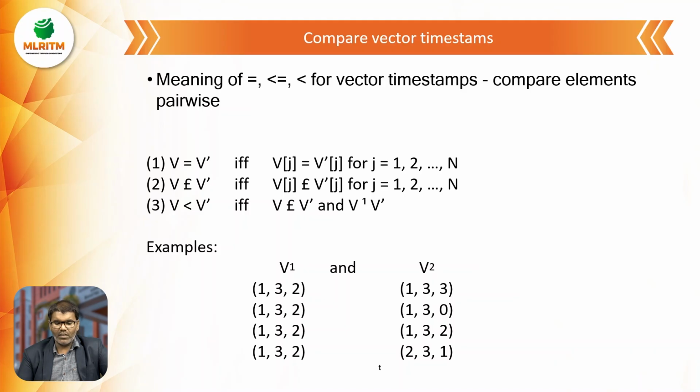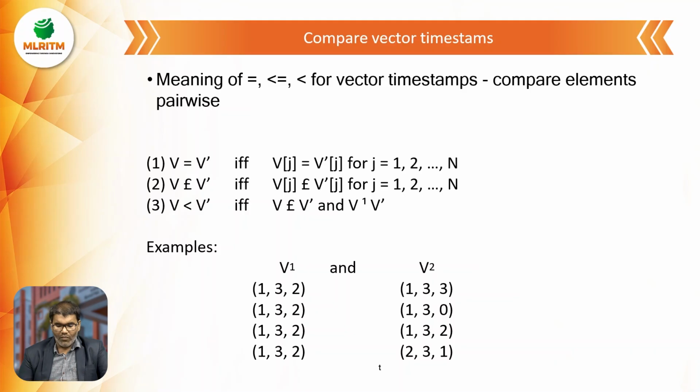Next, here is the meaning of equal to, less than or equal to, and less than for vector timestamp comparison of elements. Here v = v' means v[j] = v'[j], where j = 1, 2, 3 and so on. And next v ≤ v' means v[j] ≤ v'[j] for j = 1, 2, 3 and so on. And here v < v' means v ≤ v' and v ≠ v'.